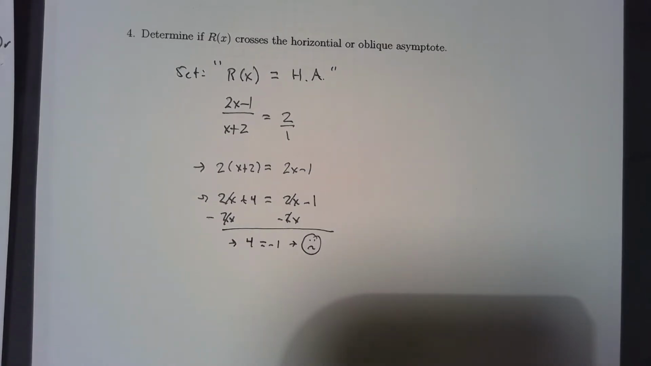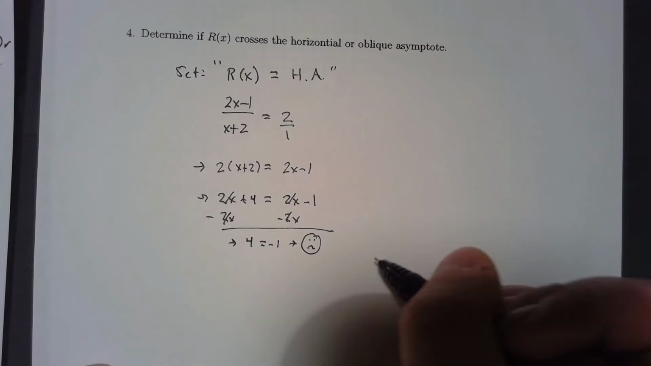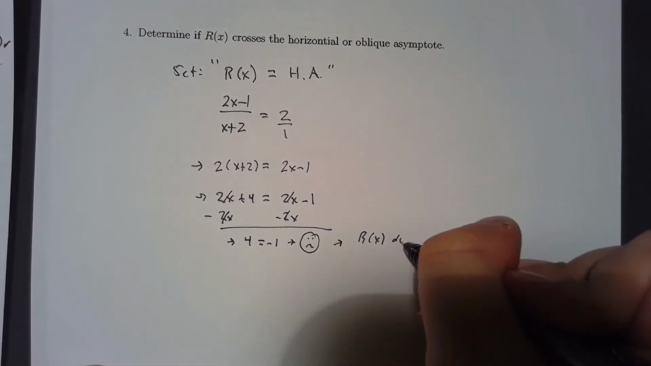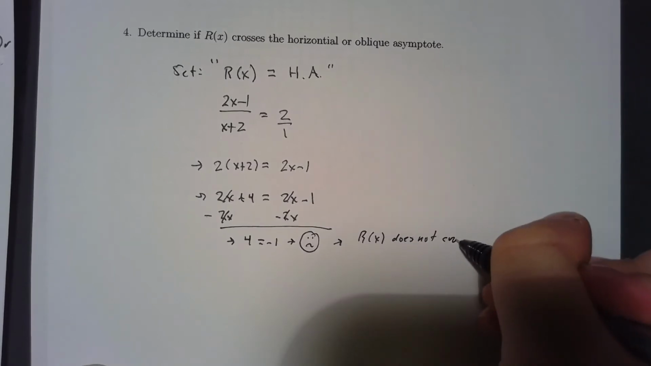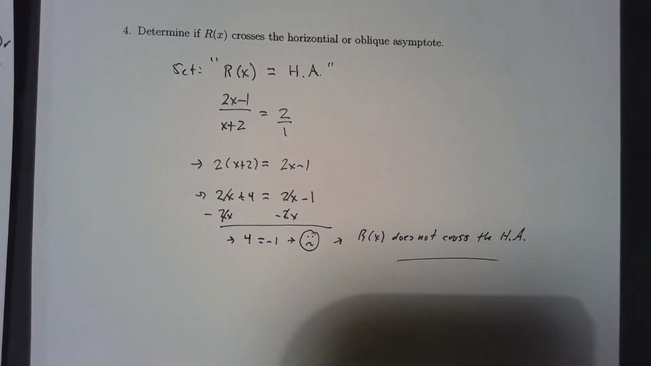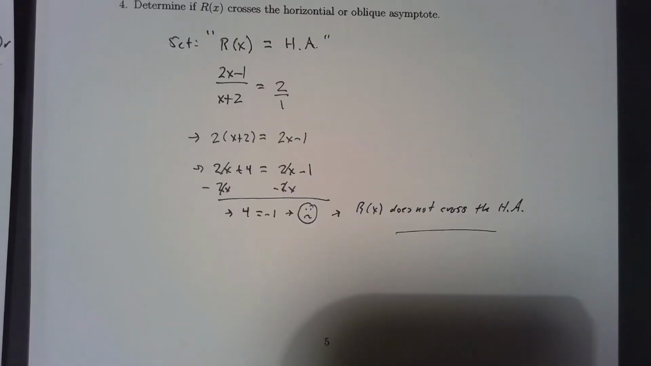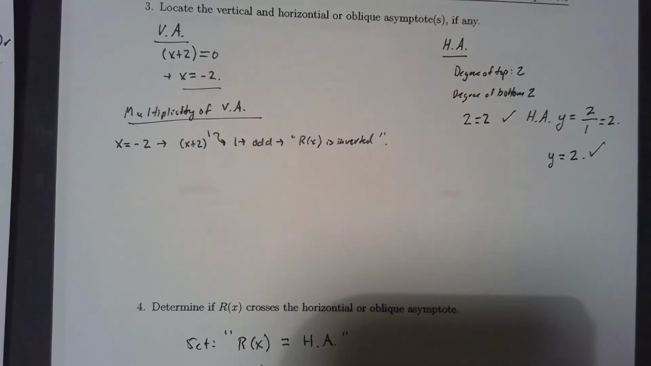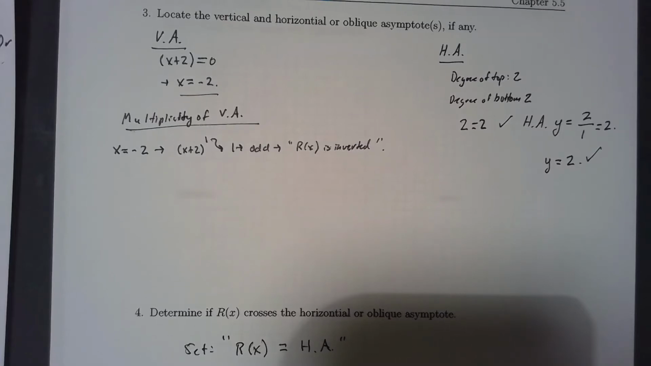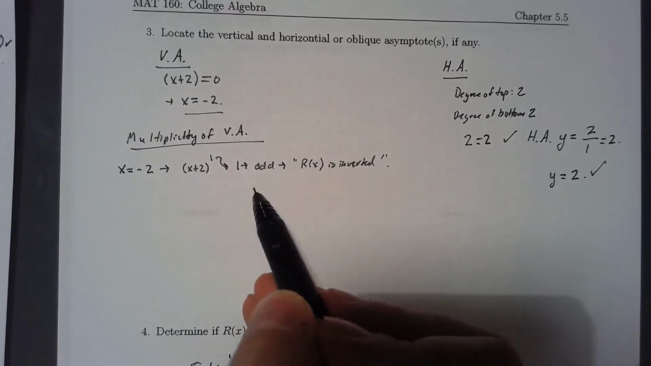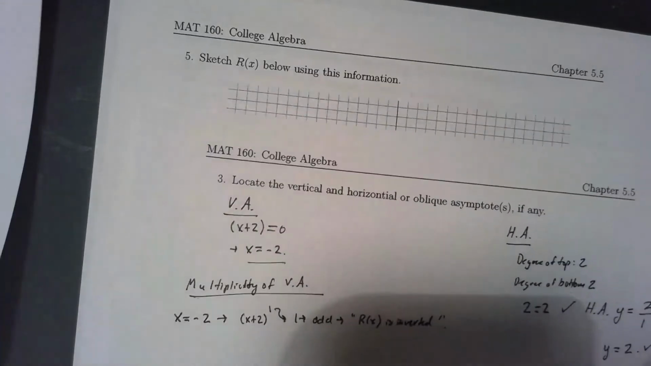So because I didn't get a true statement, because this doesn't make any sense, R of x does not cross the horizontal asymptote. So it won't cross the horizontal asymptote in this case. Okay. We determined the intercepts, the multiplicity of the x-intercept, the vertical asymptote, the horizontal asymptote, and the multiplicity of the vertical asymptote. I think we're ready to sketch this sucker.